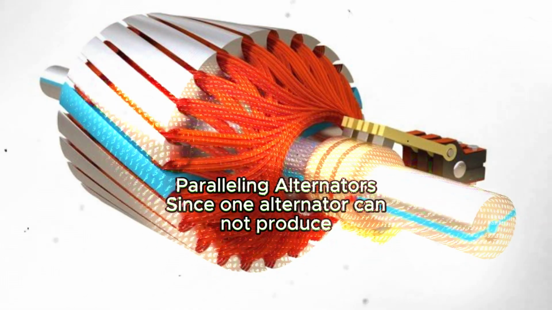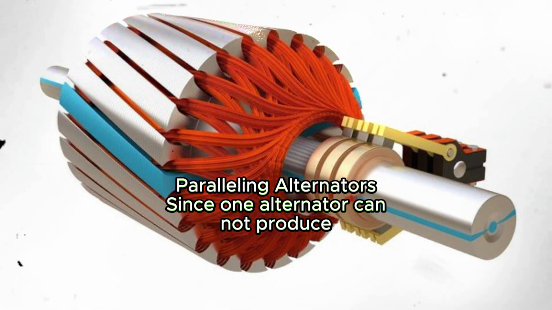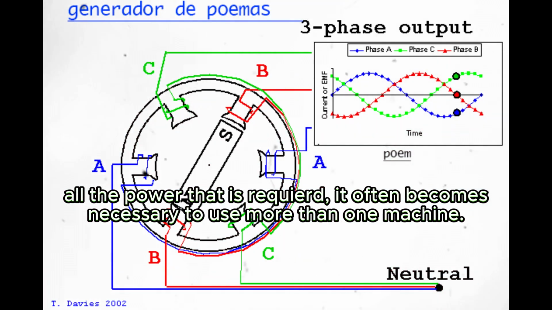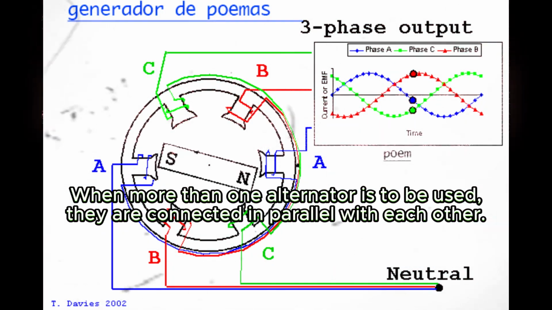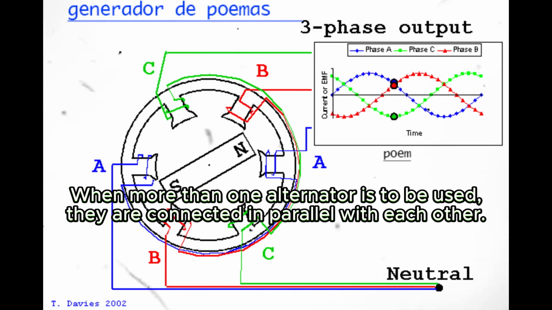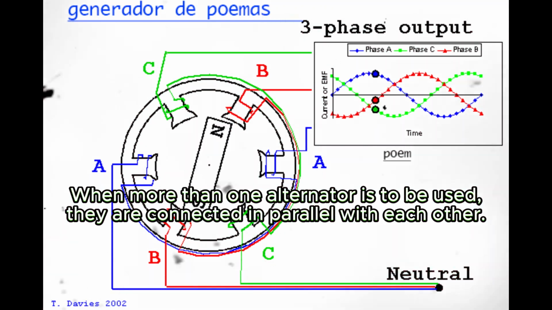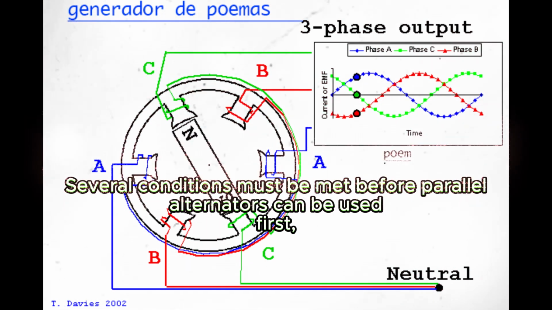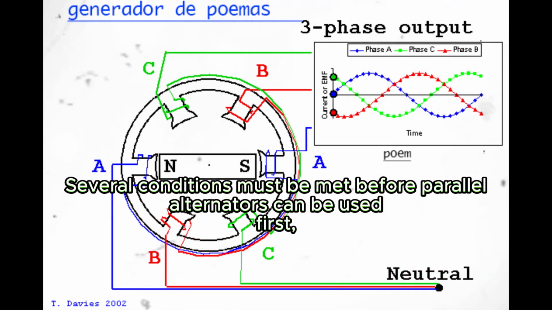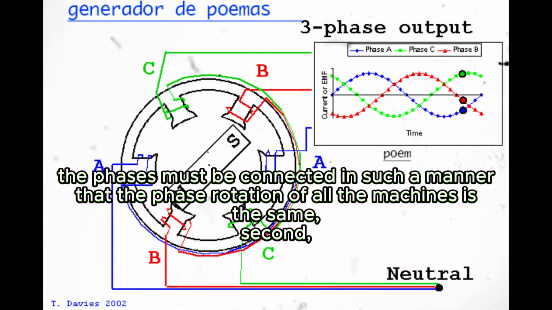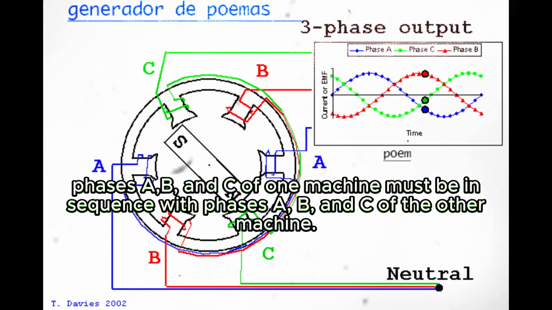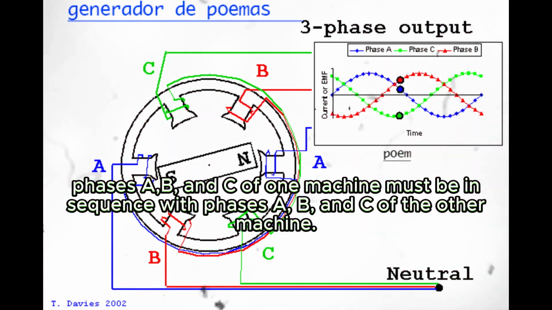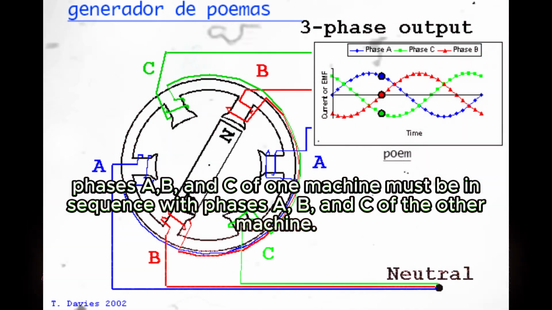Paralleling alternators. Since one alternator cannot produce all the power that is required, it often becomes necessary to use more than one machine. When more than one alternator is to be used, they are connected in parallel with each other. Several conditions must be met before parallel alternators can be used. First, the phases must be connected in such a manner that the phase rotation of all the machines is the same. Phases A, B, and C of one machine must be in sequence with phases A, B, and C of the other machine.